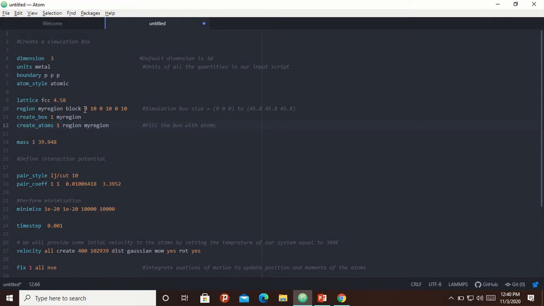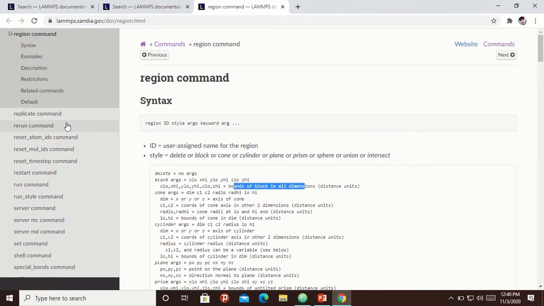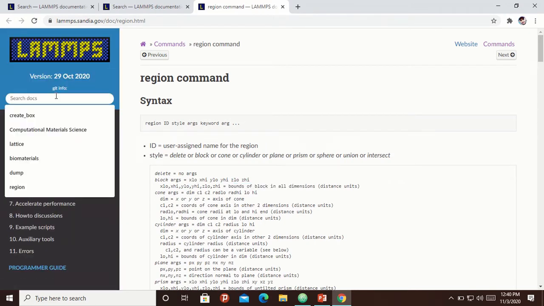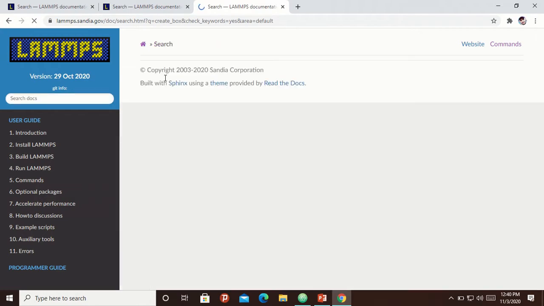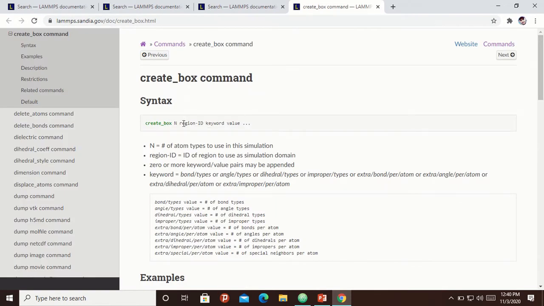After creating the region, now I will create the box. So create_box is the keyword here. Now let's go to the LAMMPS documentation page. So this is the syntax for the create_box command. This is the keyword create_box, and after that there is N.